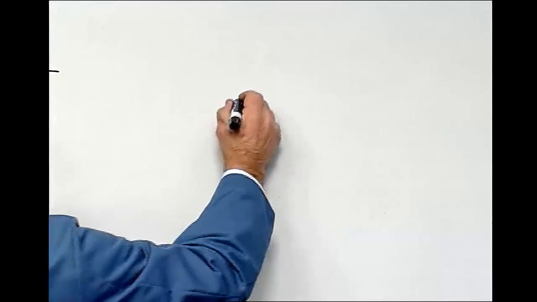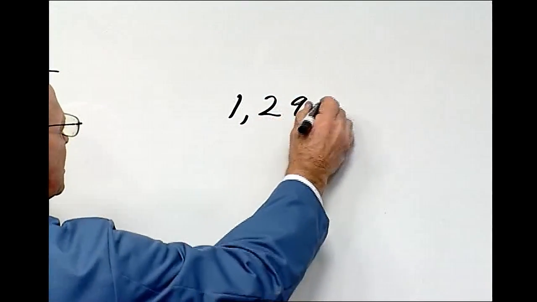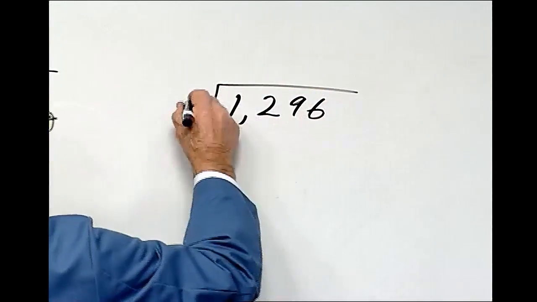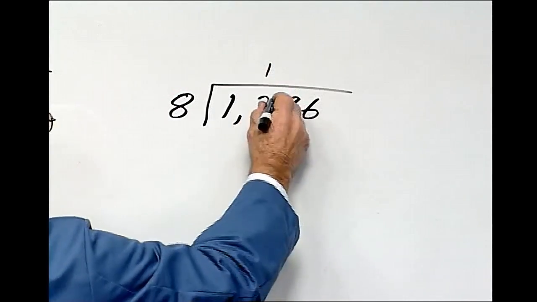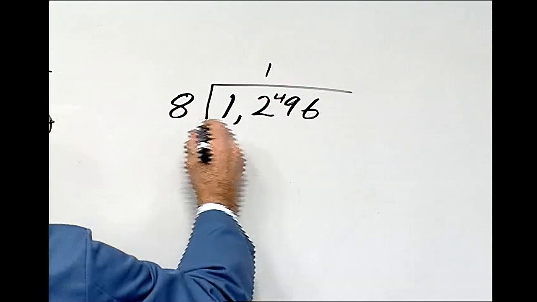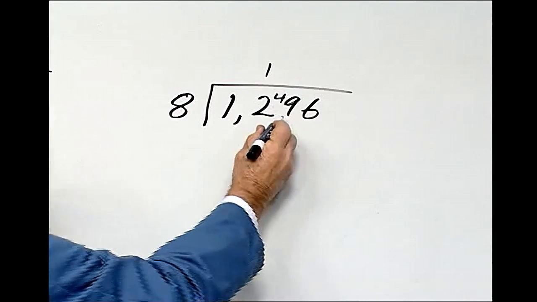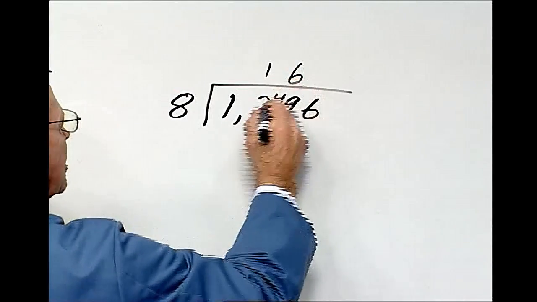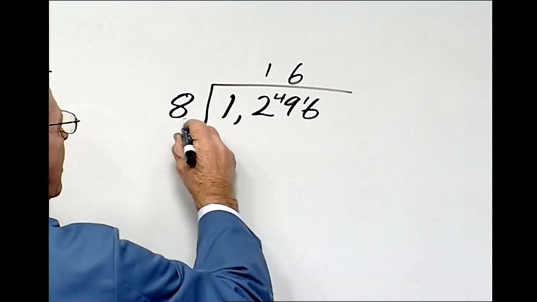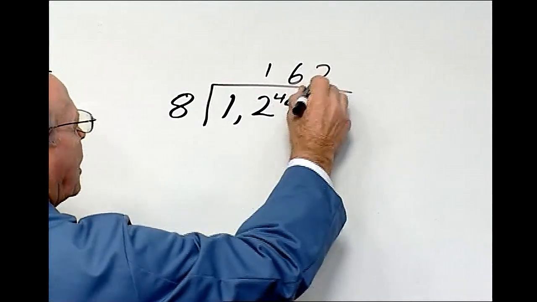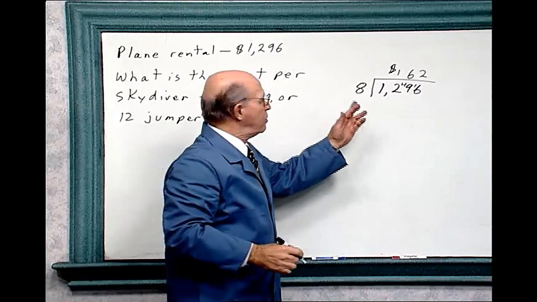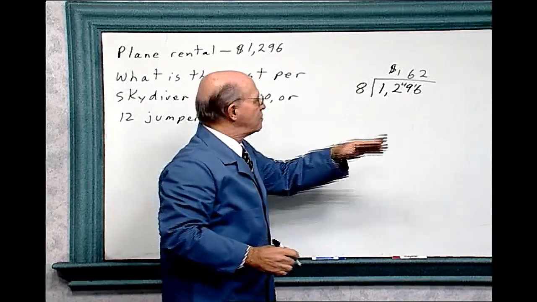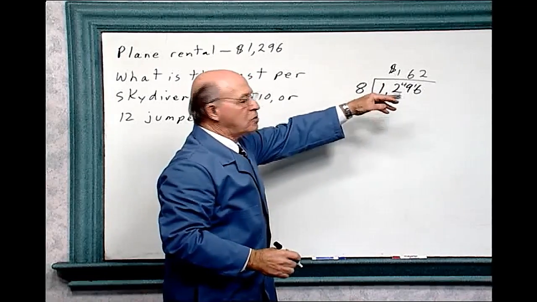So we take 1,296 divided by 8. 8 goes into 12 one time, carry the 4. 8 goes into 49, that goes 6 times. 6 times 8 is 48, carrying 1. 8 goes into 16 2 times. So the cost for 8 skydivers is $162 each.